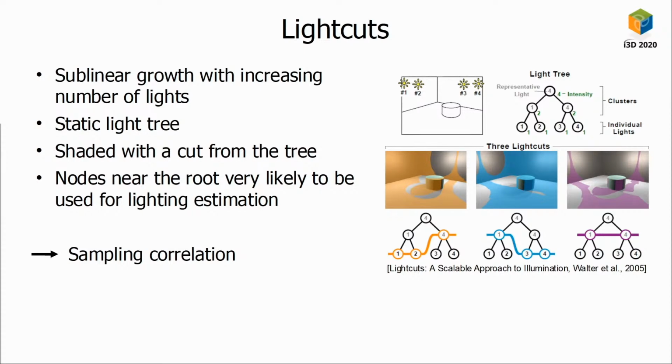But Lightcuts suffers from sampling correlation, which leads to temporal instability and causes flickering in the final images. The reason for that is that the light tree is static, so the tree is only built once and is evaluated for every portion of the image. Therefore, it is quite likely that the same representatives, especially those which are at the top of the tree, are evaluated for different cuts, which leads to the sampling correlation.